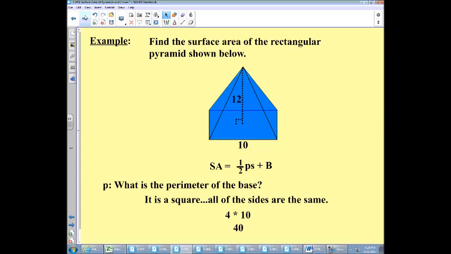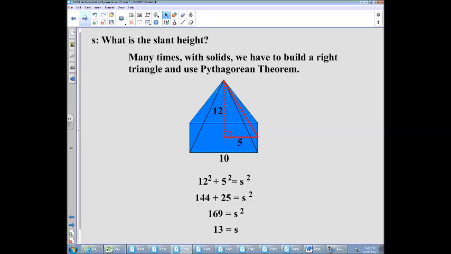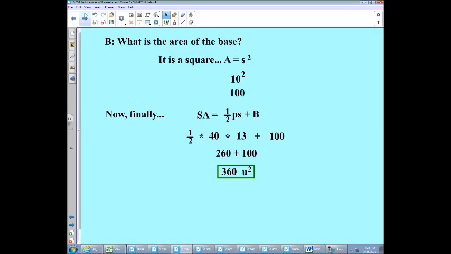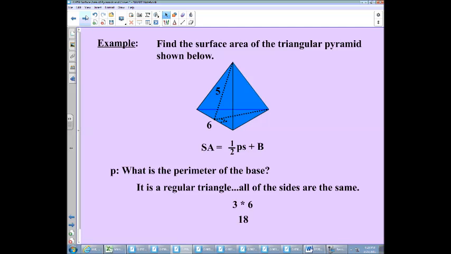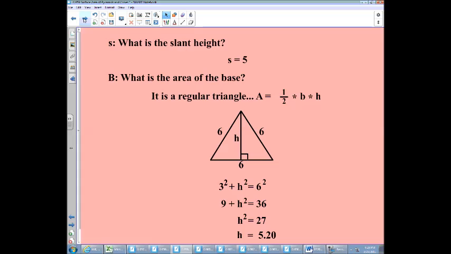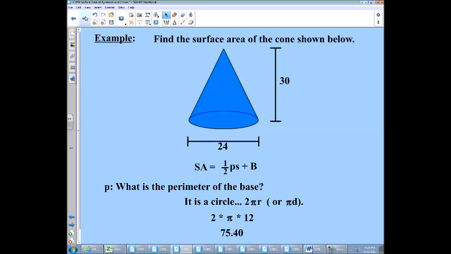But remember, all we're dealing with on the bases is typically regular polygons, like squares, like regular triangles, maybe a regular pentagon, a regular hexagon, something like that. And those formulas are on your formula chart. Calculate your values, plug into your formulas, and get your answer back out of the formula. It's really pretty straightforward. The only thing they can do to you is change the figure and change the type of information they give to you, like they did on this triangular pyramid. Okay. And of course the cone.